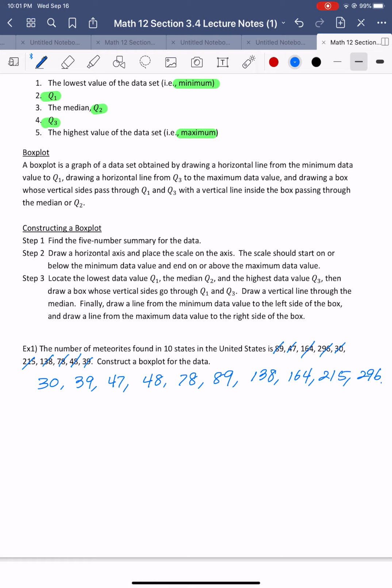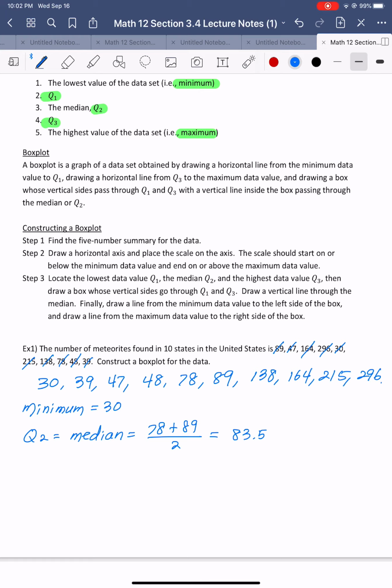Alright, now we need to find the median. Actually, let's start from here. Let's find the minimum. The minimum value, which is the smallest, is 30. And then let's find Q2, which is the median. Since there are 10 numbers, 10 divided by 2 is 5, so you need to look for the fifth and sixth place. First, second, third, fourth, fifth: 78 and 89. Adding 78 and 89 and dividing by 2 gives 83.5.